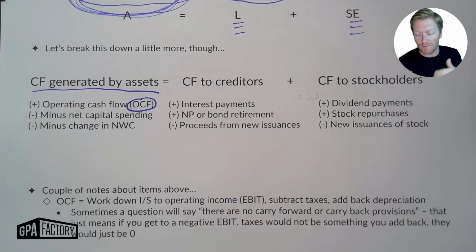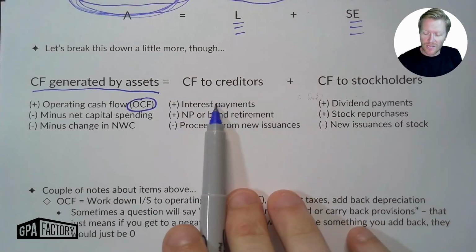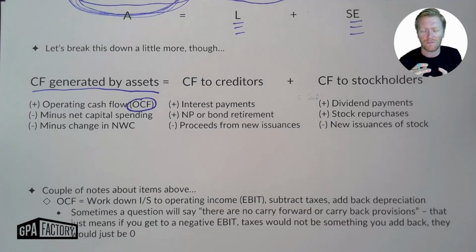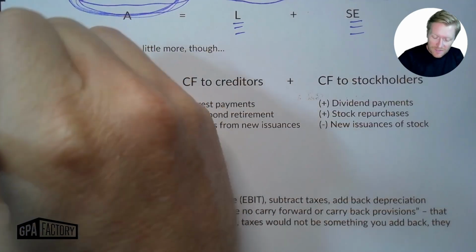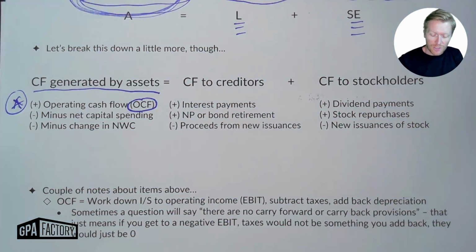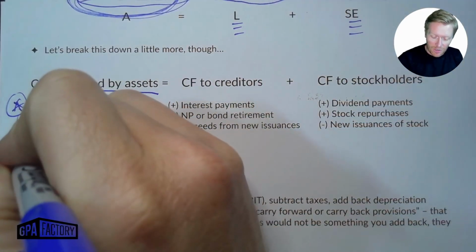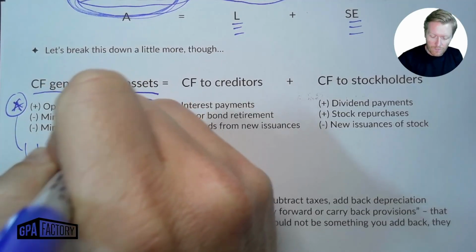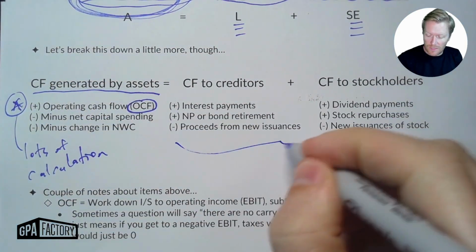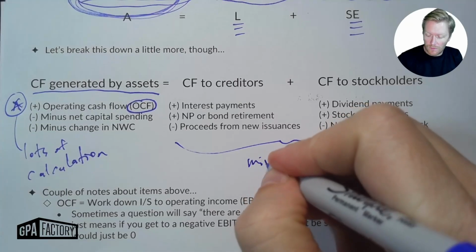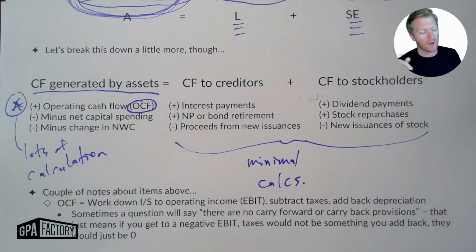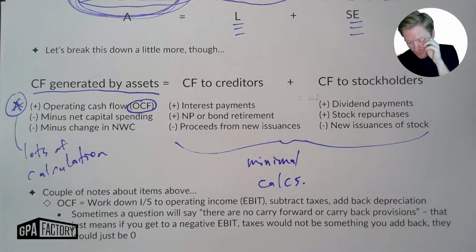Breaking down each one of those, these are more just line items. There are some changes in numbers that we might have to pick out on a balance sheet. But this cash flow generated by assets requires lots of calculation, versus this, which is minimal calculations. And we'll see that when we put it into practice over the next couple of pages.